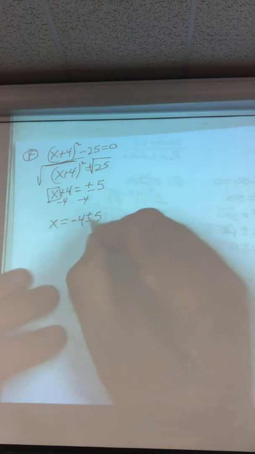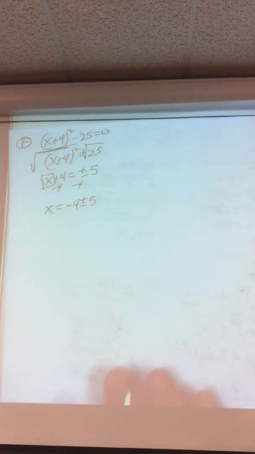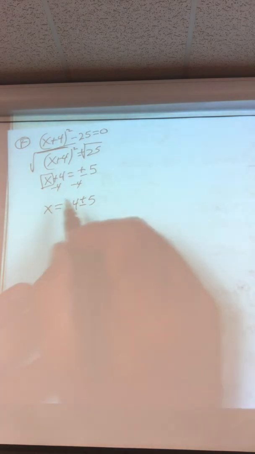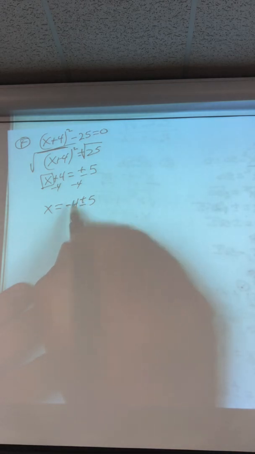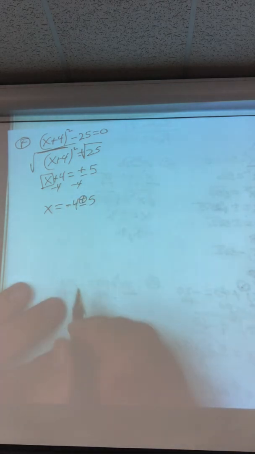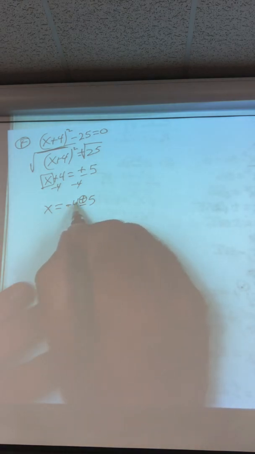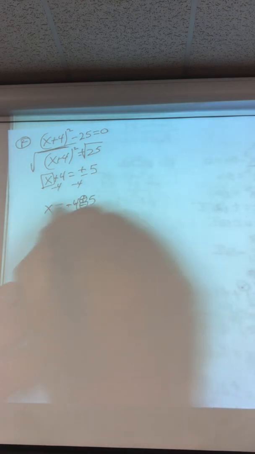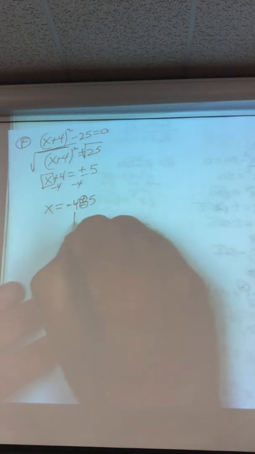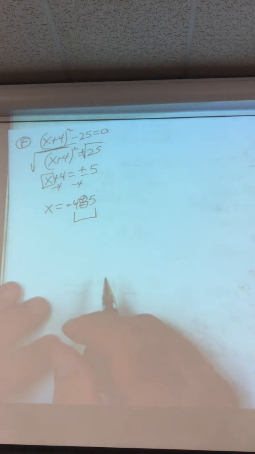Negative 4, keep the plus or minus in front of that 5. Now, I do not want you to leave your answer this way. Here is why. Can you add negative 4 plus 5 together? Yes. Can you subtract negative 4 minus 5 together? Yes, you can. So don't leave your answer this way when both of these are just two numbers.